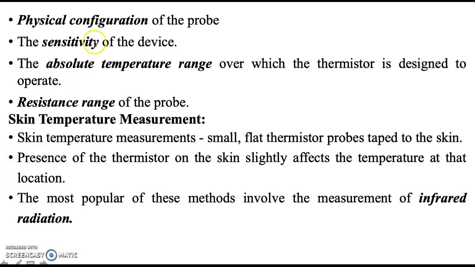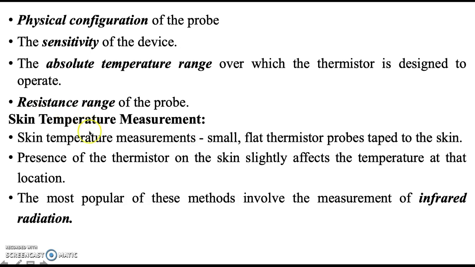And the next one is sensitivity. It must be able to detect small temperature changes. And the next one is the absolute temperature range over which the thermistor is designed to operate. It is very important to choose this range, but it is not a problem in recording temperature in the human body because human body temperature is much limited. And the last one is the resistance range of the probe. The resistance of the thermistor probe is available from a few hundred ohms to several mega ohms. So the resistance of the probe can be chosen according to the temperature range of interest. So this is all about systemic body temperature.